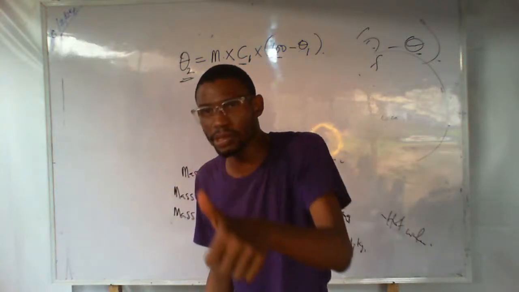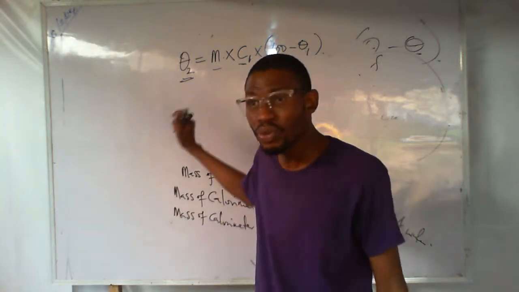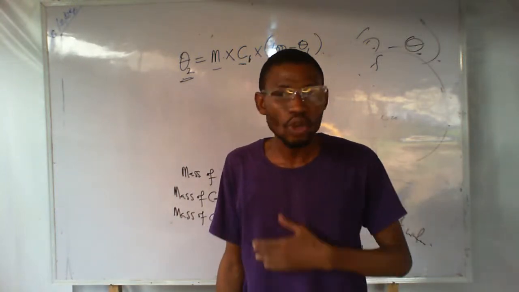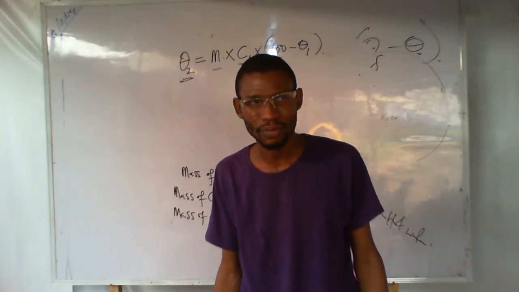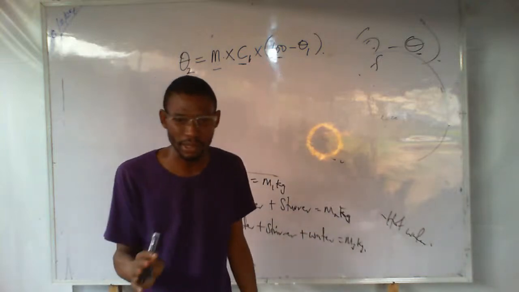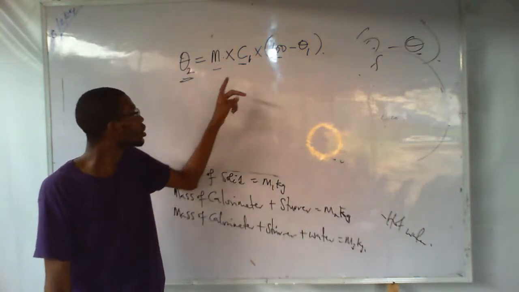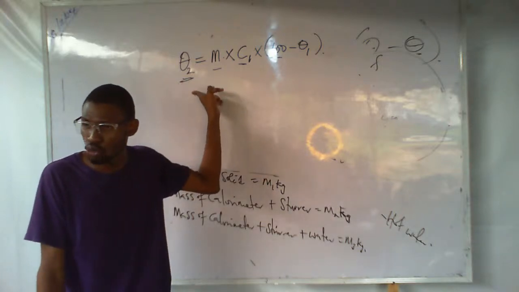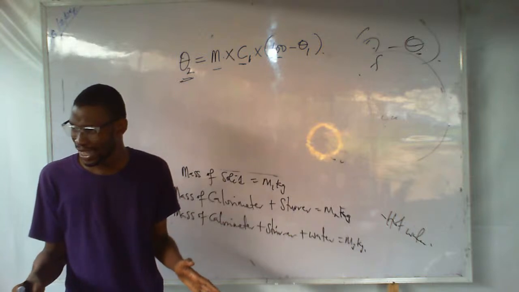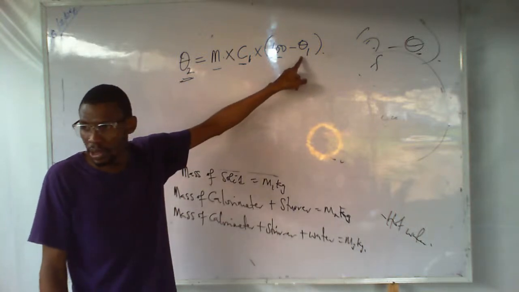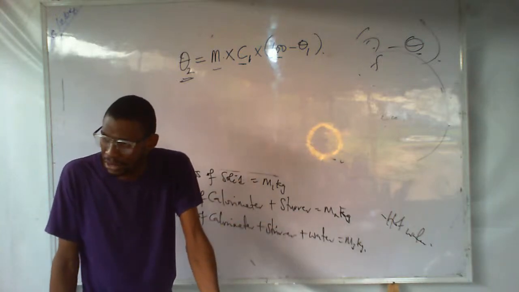Hello, listen to me. You have to relate with this table. Some of you don't understand what I'm talking about. You are just looking at me. What I'm saying is that this one is theta 2, which is the final temperature of the whole mixture. This theta 1 was the initial temperature of water and the calorimeter.